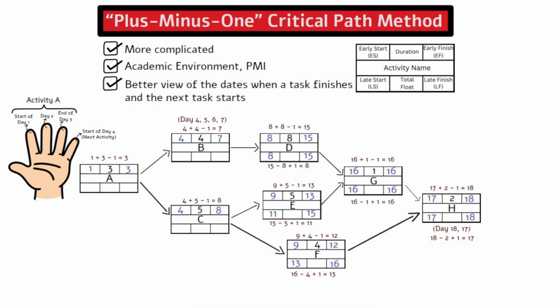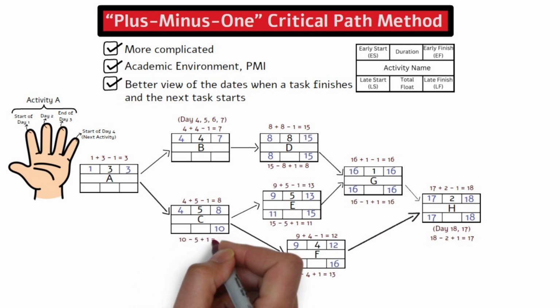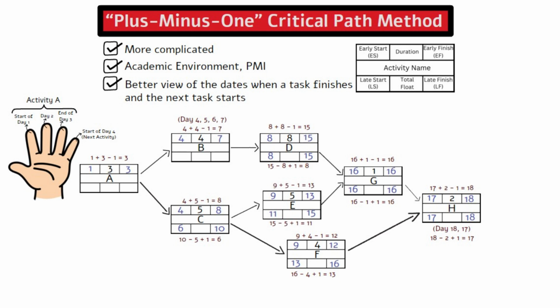Let's think about what the late finish for activity C should be. Is it the smaller number 11 from activity E or the higher number 13 from activity F? In this case, we need to pick the smaller number going backward. So activity C has to finish on day 10 as the late finish, so that activity E can have a late start of 11. This means the late start for activity C is 10 minus 5 plus 1 equals 6.